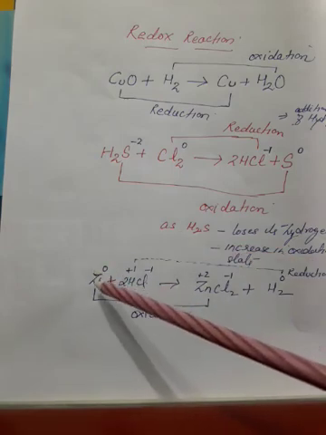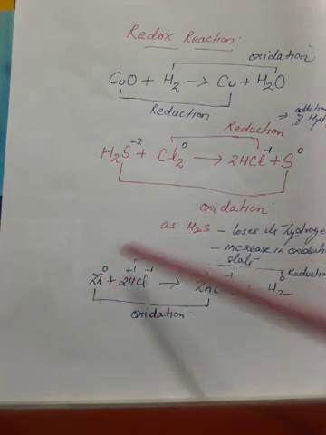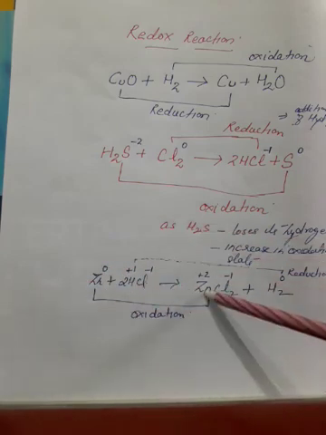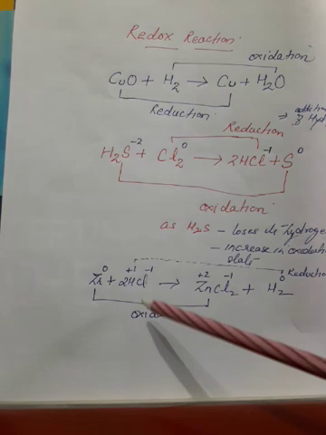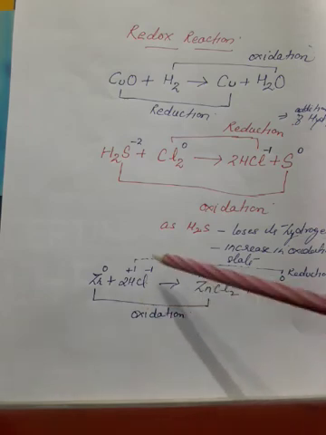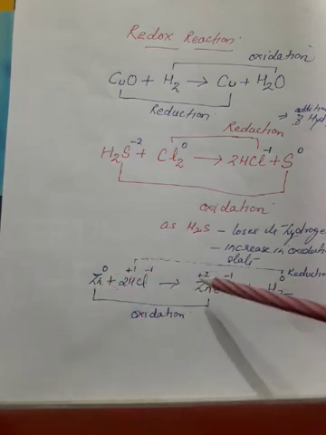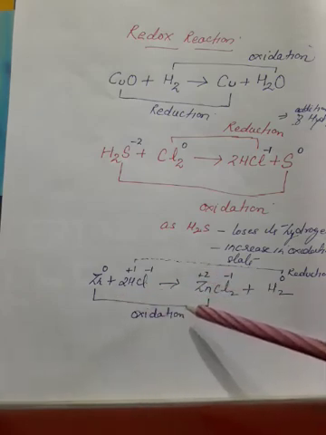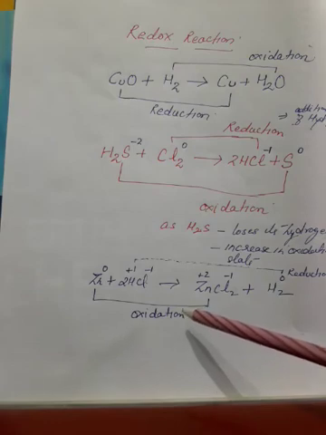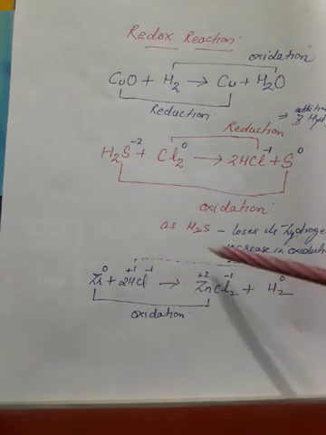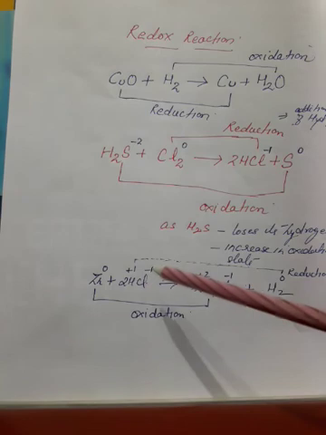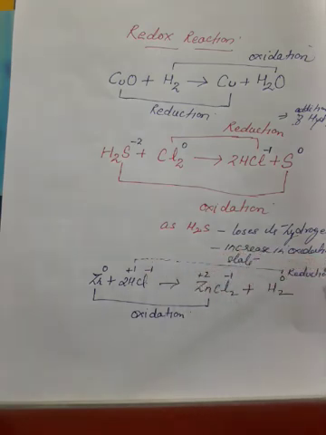So the oxidation number of zinc is increased. Here it is 0, here it is plus 2. Okay, zinc will lose 2 electrons to form a zinc ion. So loss of electrons is known as oxidation. So here zinc converted into zinc chloride. This reaction is which reaction? Oxidation reaction. Okay, clear this one? Then the second one, which reaction? Hydrogen chloride converted into hydrogen. This reaction is a reduction reaction.